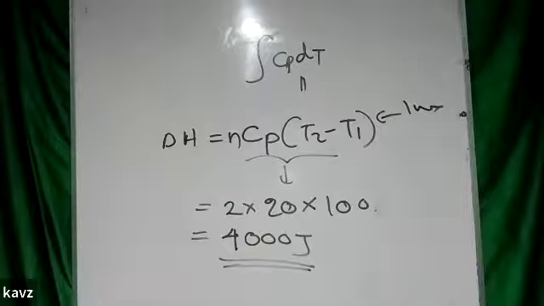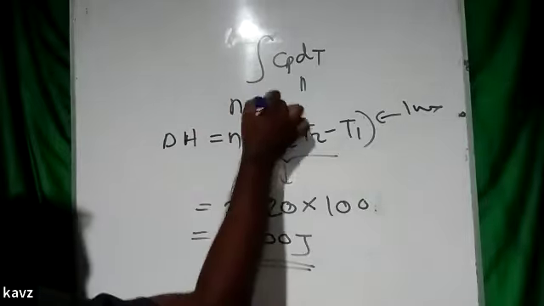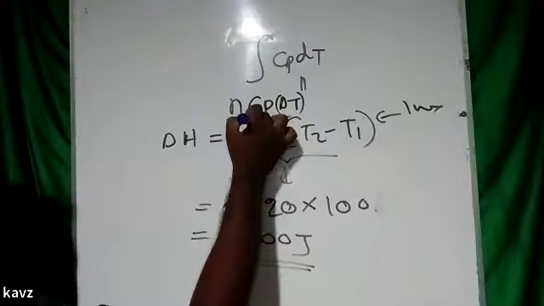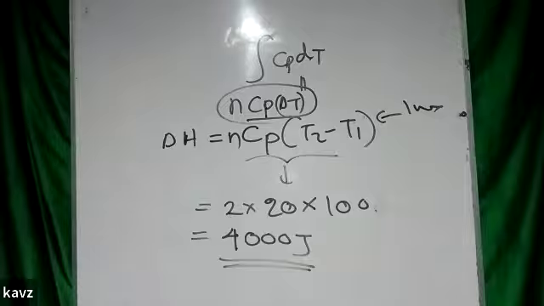And this is also written like this: n Cp delta T. This also comes from this integration, because the difference between the initial and the final temperatures gives the difference. That's why they have used the delta.